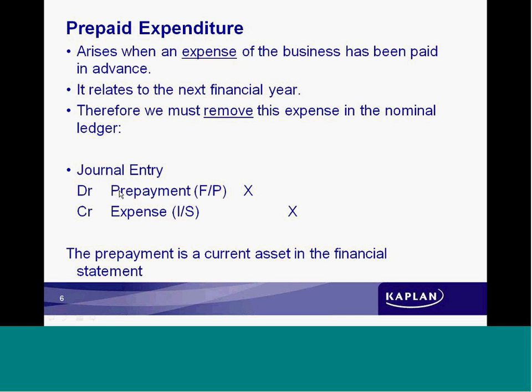sat in the financial position. So a prepayment will lie as a current asset in the financial statement, but guys, why is it a current asset? What explanation can we put to it being a current asset? Why is it?